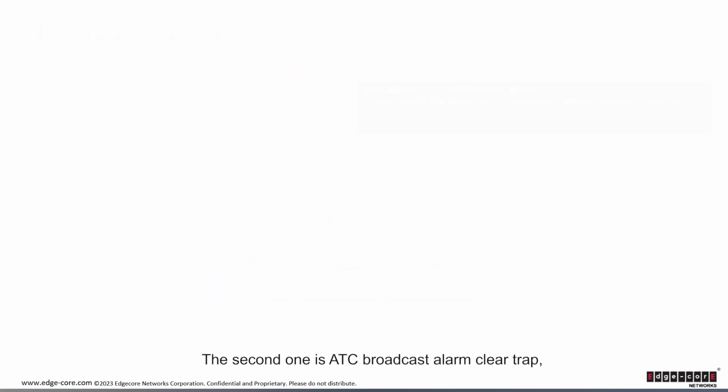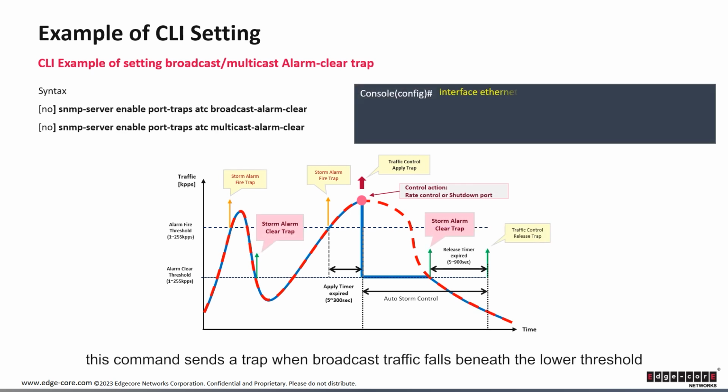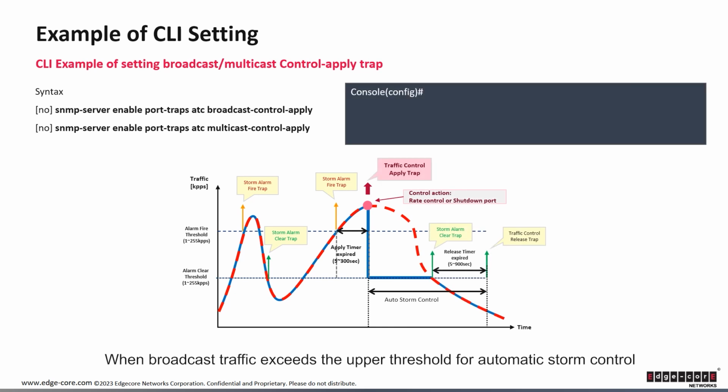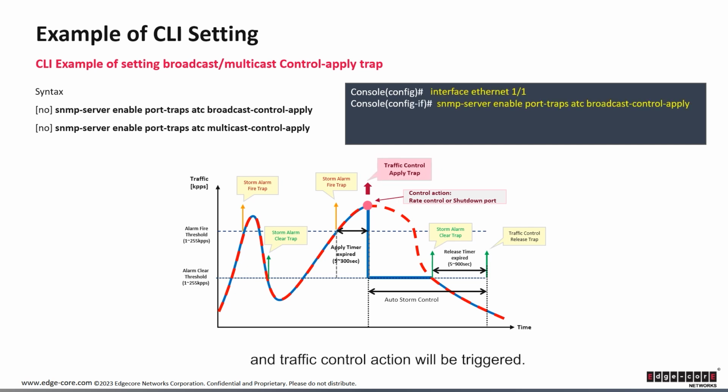The second one is the ATC Broadcast Alarm Clear Trap. This command sends a trap when broadcast traffic falls beneath the lower threshold after a broadcast alarm fire trap has been triggered. Use the No form to disable this trap. When broadcast traffic exceeds the upper threshold for automatic storm control and the apply timer expires, the ATC Broadcast Control Apply Trap will be sent, and the traffic control action will be triggered. If you don't need this trap, you can use the No form to disable it.